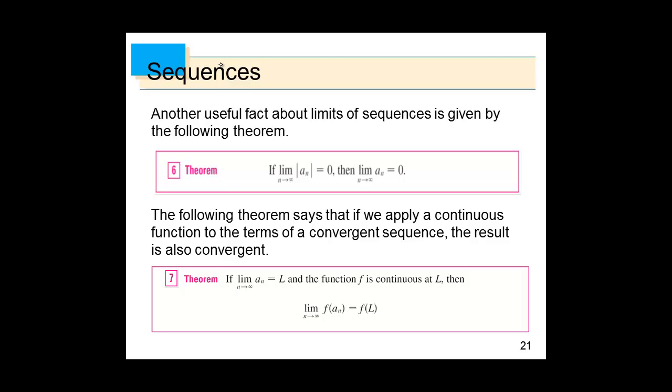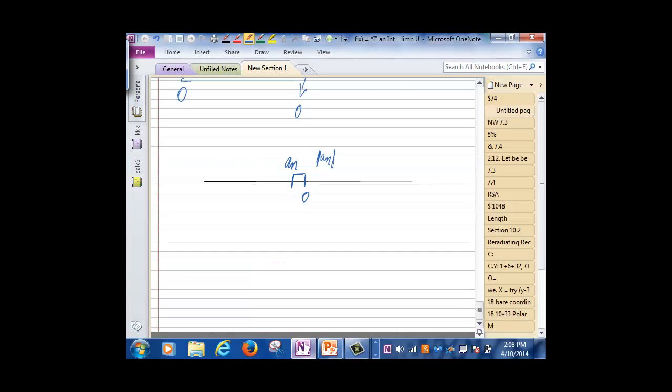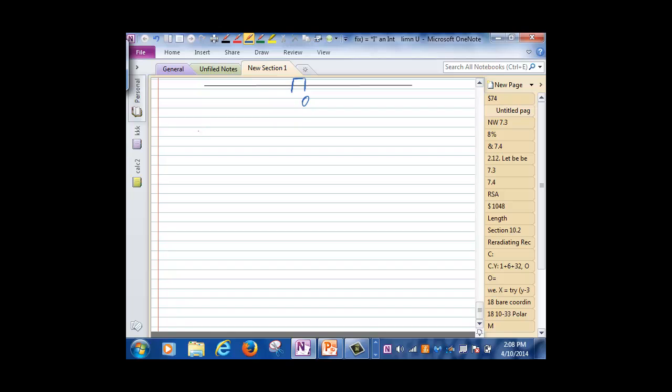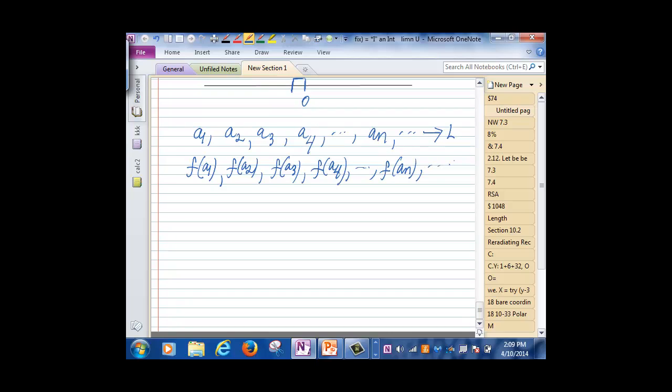Do you guys understand what this is saying? Notice that what we are saying here is that I have a sequence a1, a2, a3, a4, dot dot dot, a_n, dot dot dot, and this is approaching L, right? The limit of this sequence is L. Now, by using the function f, I can get a new sequence, right? By evaluating the function f at a1, at a2, at a3, at a4, dot dot dot, at a_n, dot dot dot. What we are saying is that the limit of this new sequence is f of L. That's what we are saying. Everybody gets that?